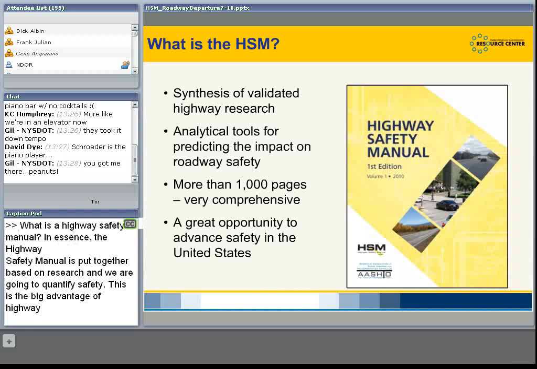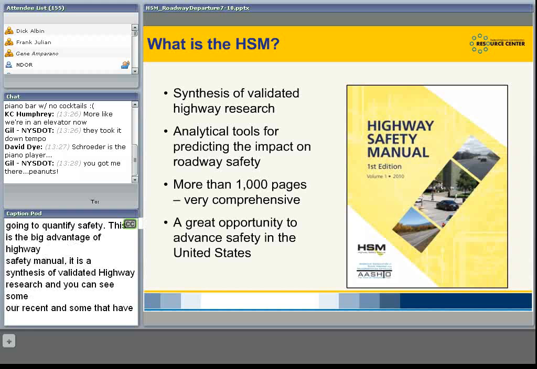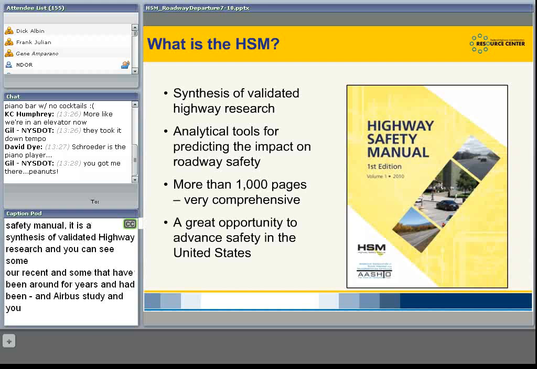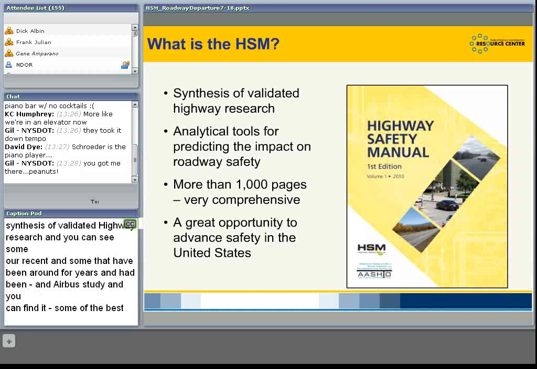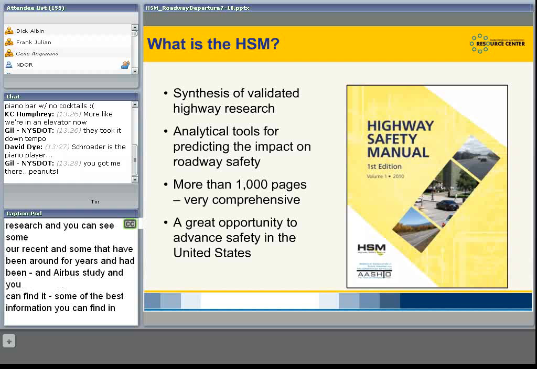And you can see some of the research is rather recent, but also there's some that has been around for a number of years that has been vetted, and it was a robust study to start with. So you can find that some of the best information you can find on highway safety countermeasures and effectiveness is going to be in the Highway Safety Manual.